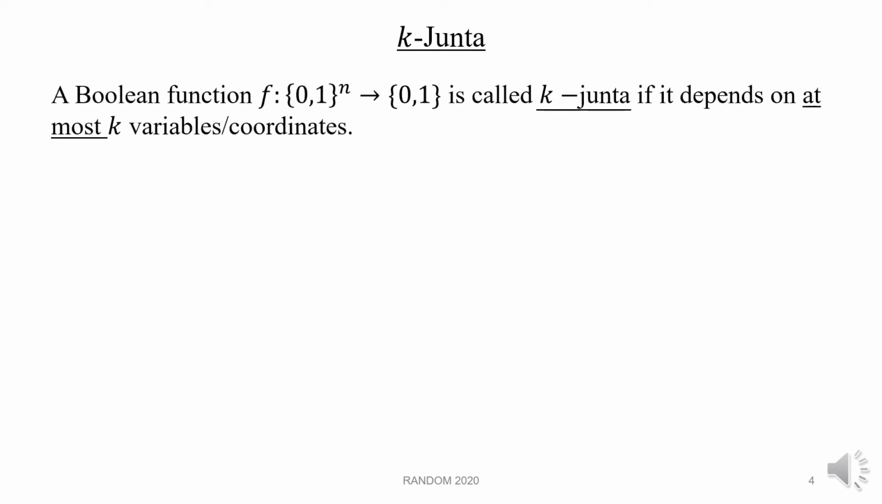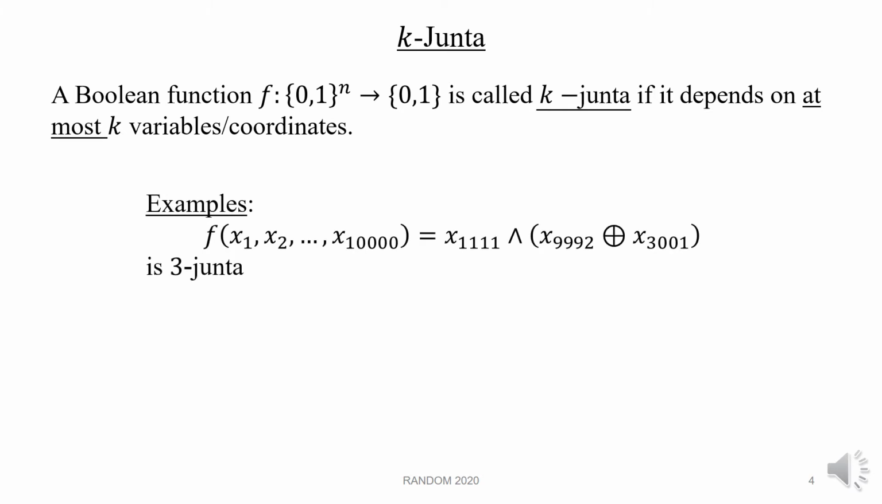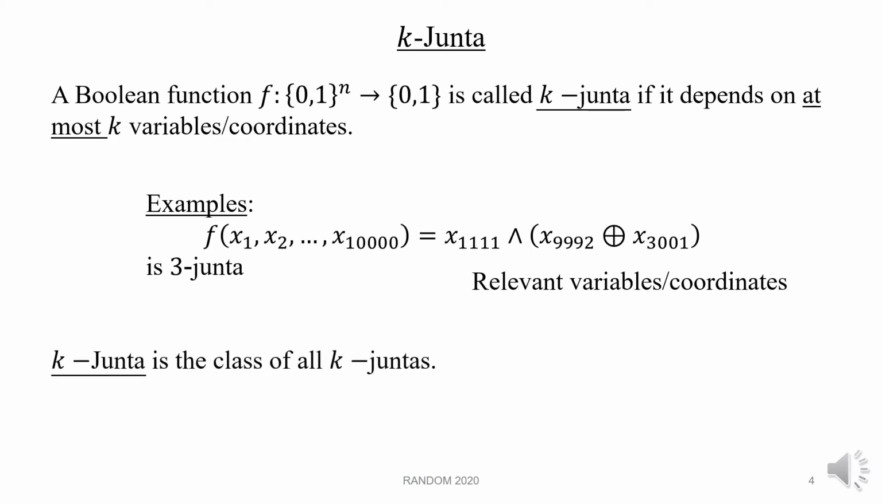A k-junta is a Boolean function that depends on at most k coordinates. Here is an example of a 3-junta. It depends on 3 coordinates or variables. It is also a 4-junta because it depends on at most 4 coordinates. We call the coordinates that f depends on relevant coordinates or relevant variables. The class of k-juntas is the class of all such functions.